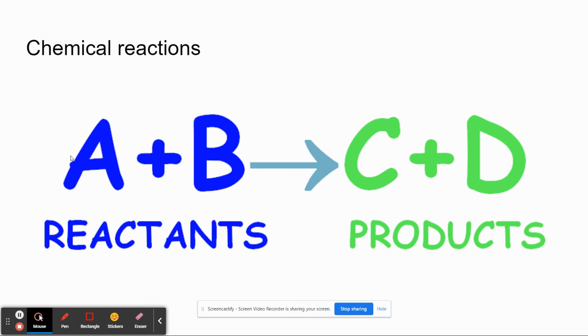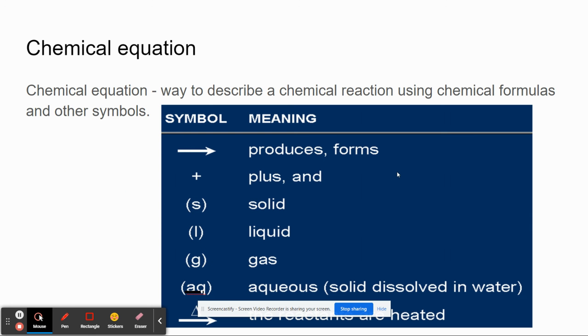Another way to look at it would be like this, where it's A plus B equals C plus D. You have new products being formed, even though, as we'll talk about, the atoms are the same, but a new product is being formed. So the reactants are over here, the products are over here. And a chemical equation is a way to describe a chemical reaction using chemical formulas and other symbols.